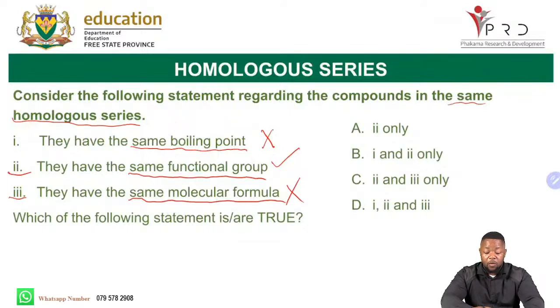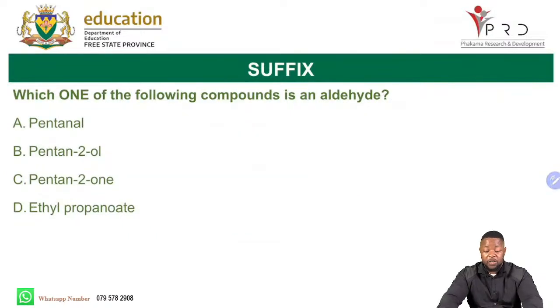Therefore, we can go now and look at our options A, B, C, and D and see which one is true according to the question. And then we are going to end up seeing that the only option that is true is A. So that is how we go about answering these multiple choice questions. A lot of theory needs to be studied before we can attempt to answer these questions. Now, the next question says, which one of the following compounds is an aldehyde?